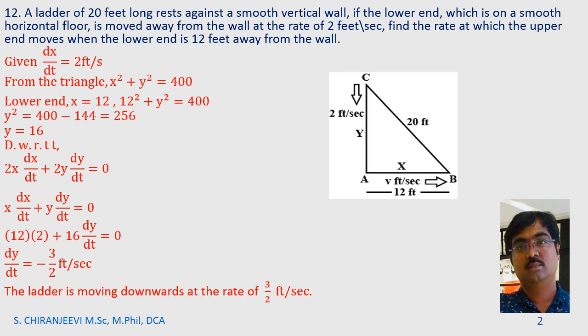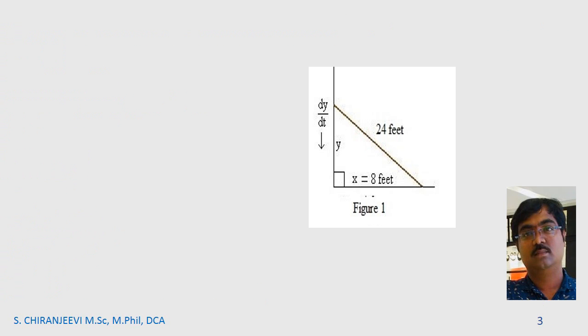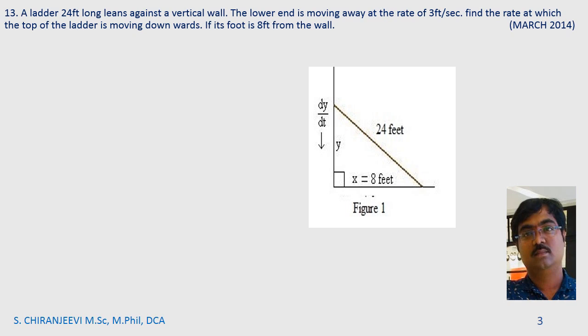These problems are very important for 5 marks. Next one, a ladder of 24 feet long leans against a vertical wall. The lower end is moving away at the rate of 3 feet per second. Find the rate at which the top of the ladder is moving downwards if the foot is 8 feet from the wall. Same procedure, we draw the triangle.